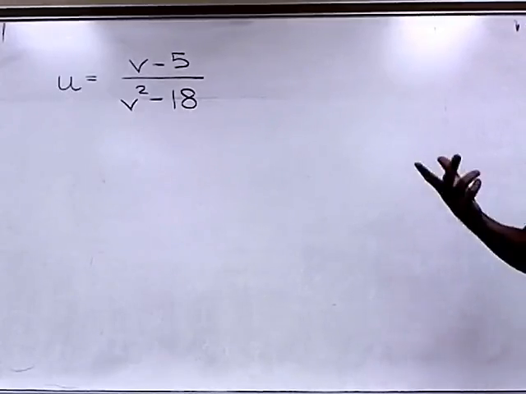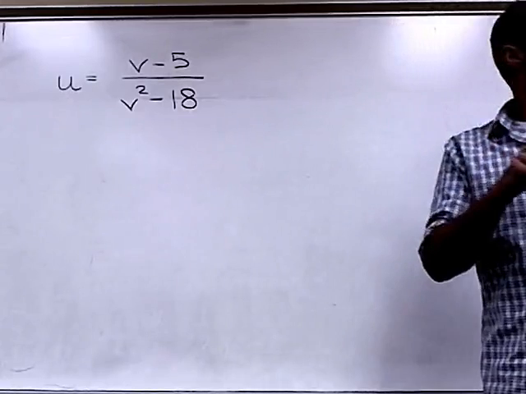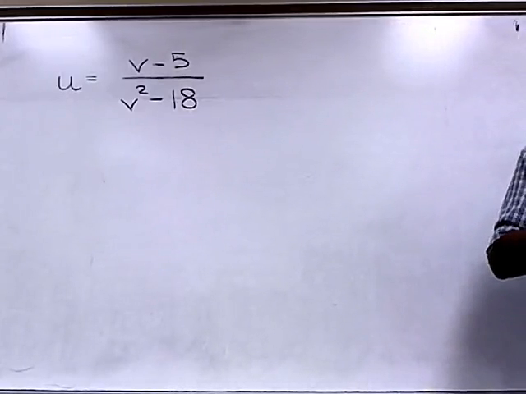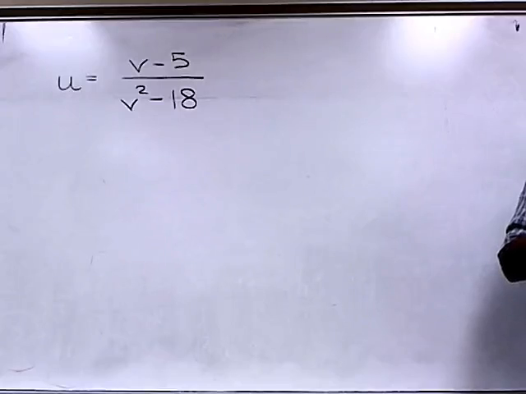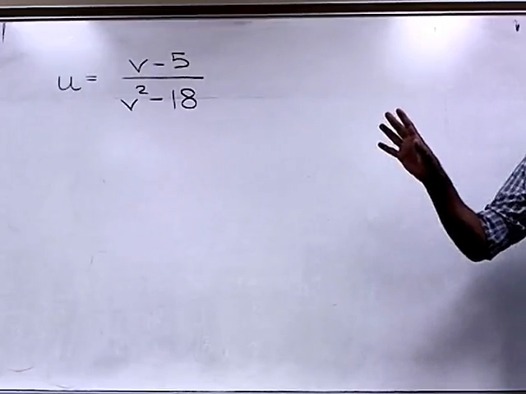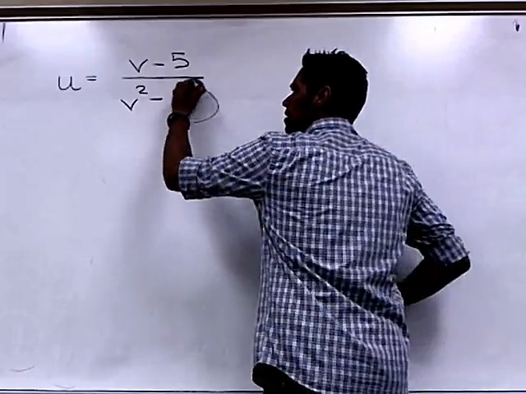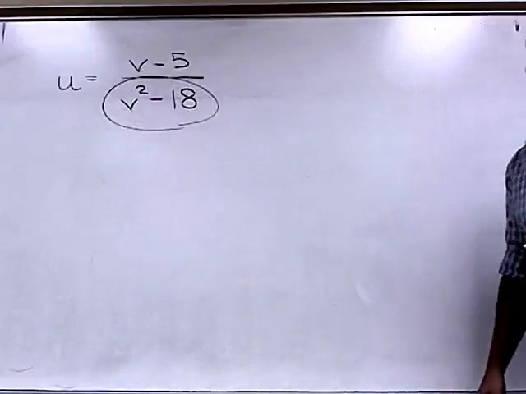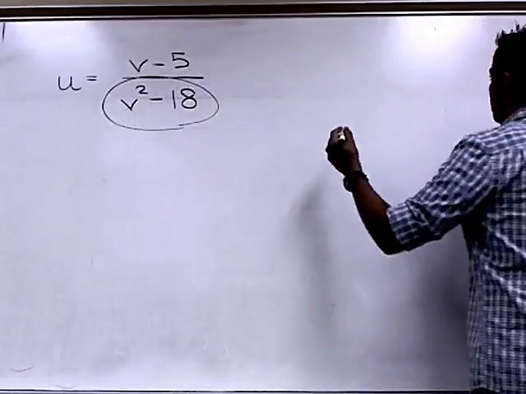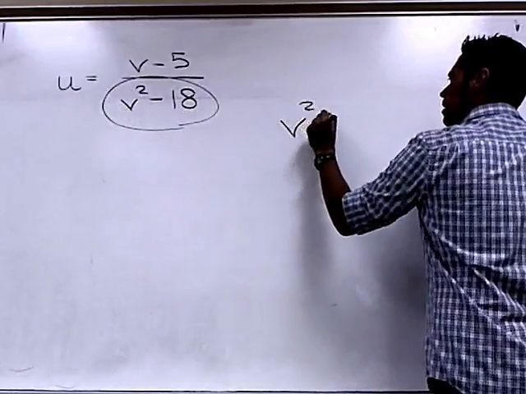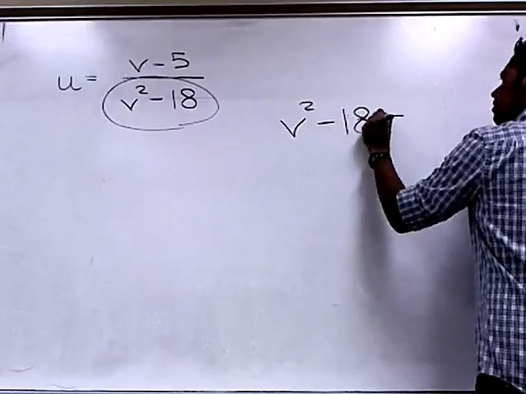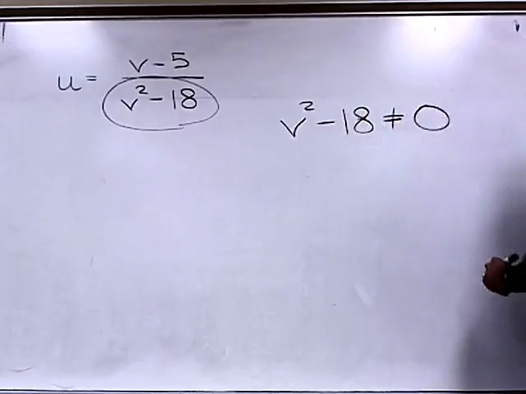So domain, there were two things we were concerned about. Division by 0, right? And square roots of negative numbers. So we don't have a square root, we don't have to worry about that. But we could possibly get division by 0 here if this denominator is ever 0, right? So what we need to do is ask ourselves that question. When would this be 0? Or in other words, we don't want it to be 0, right?